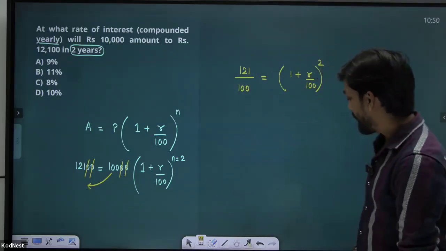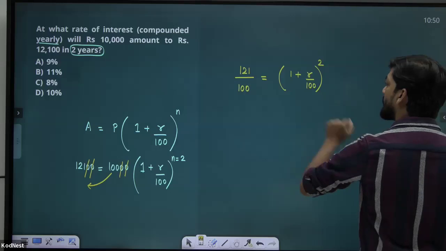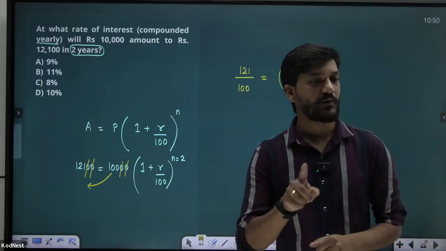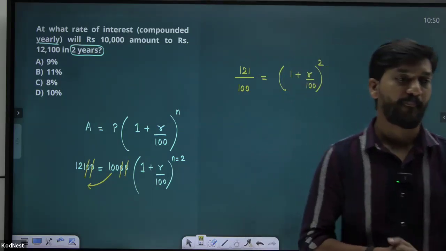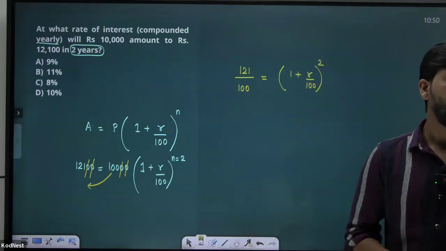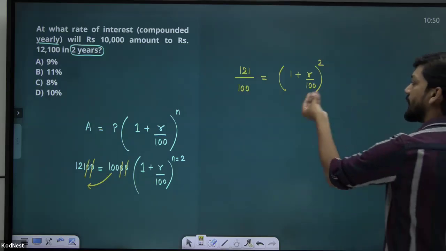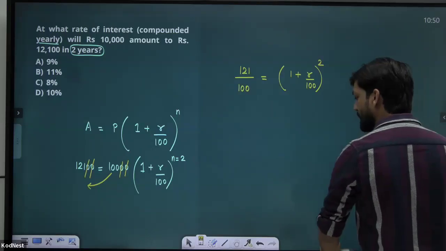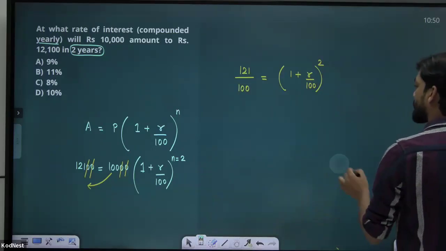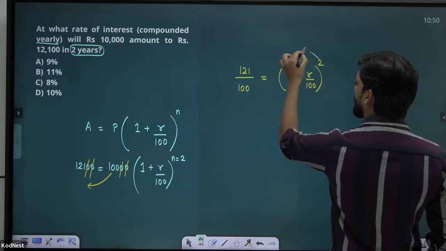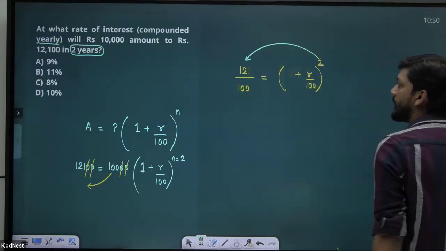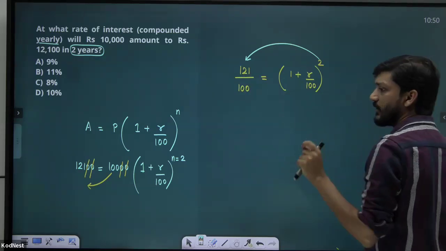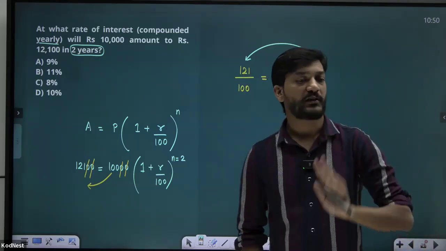Now carefully answer. Will you expand this formula, a plus b whole square, as a square plus b square plus 2ab? Would you do this? No. It will make a quadratic equation, and then you will have to solve the quadratic equation. Why make a quadratic equation? Not required. So take this square on the other side. When you take a square or anything to the other side of the equation, the operation becomes opposite.